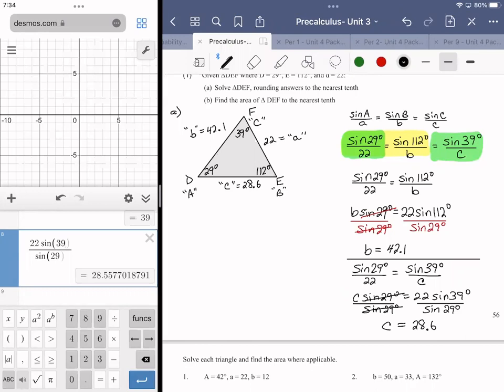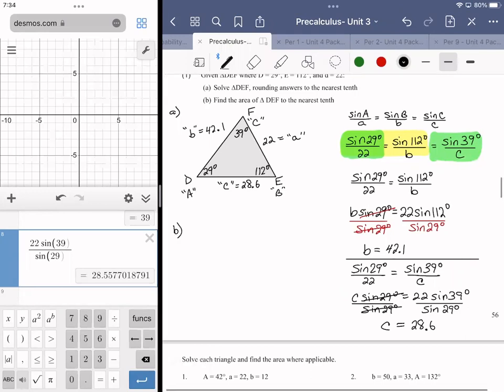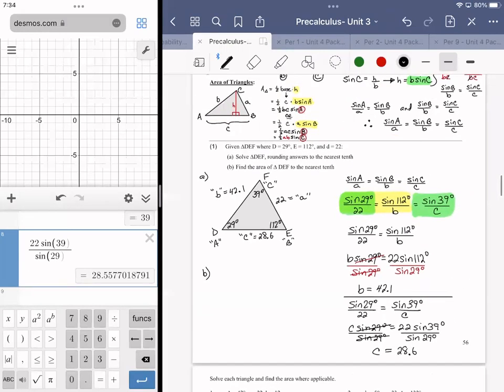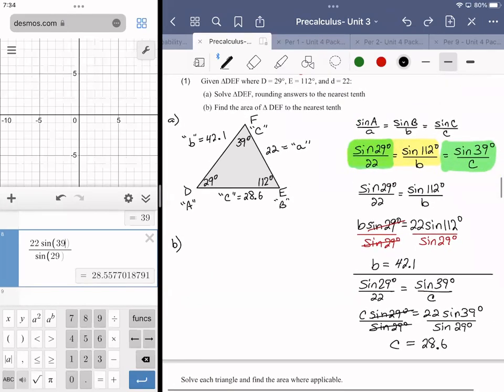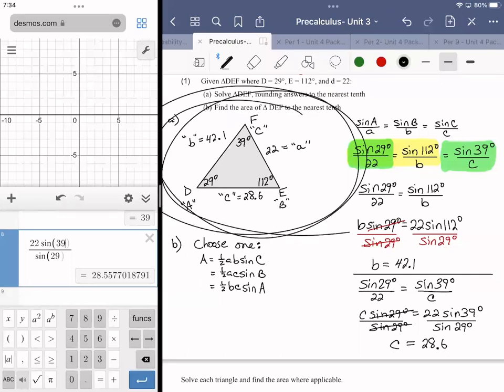But once you have all this information, coming up with the area, and now I kind of feel like I should do that. Right? So coming up with the area is just a matter of choosing one of these formulas. It doesn't matter which one because I have the entire triangle solved for. Right? So choose one. Area is equal to 1/2 AB sine C, 1/2 AC sine B, or 1/2 BC sine A.